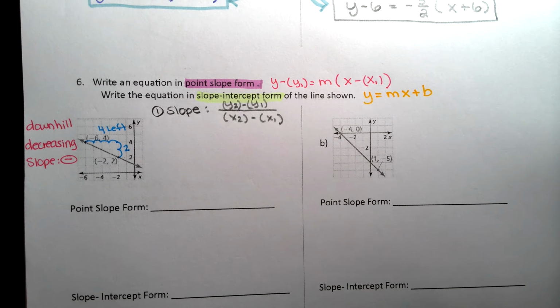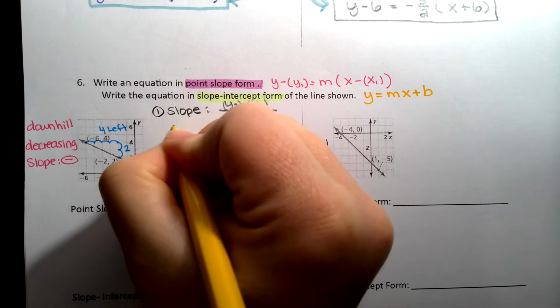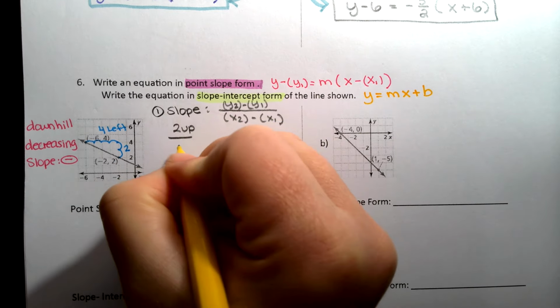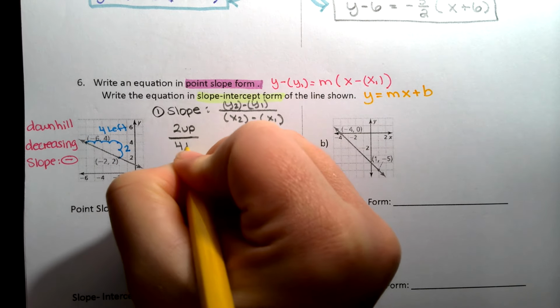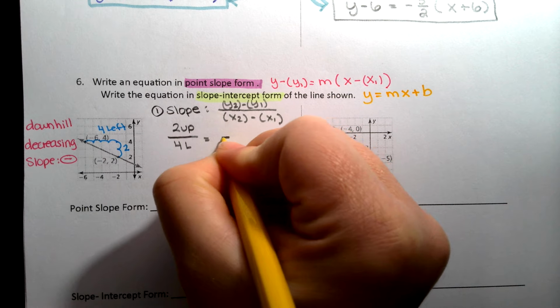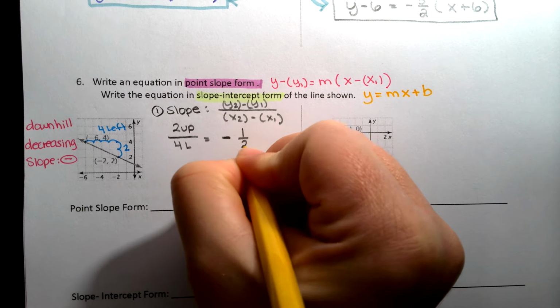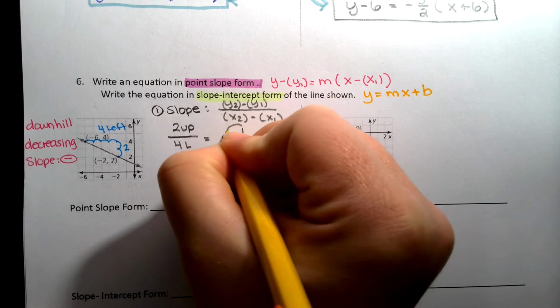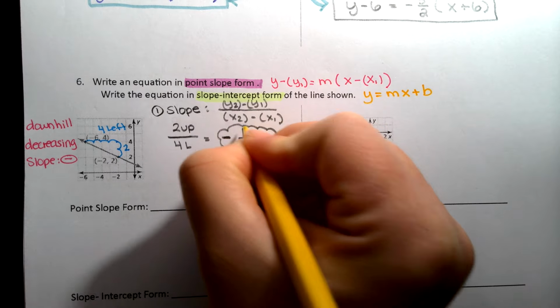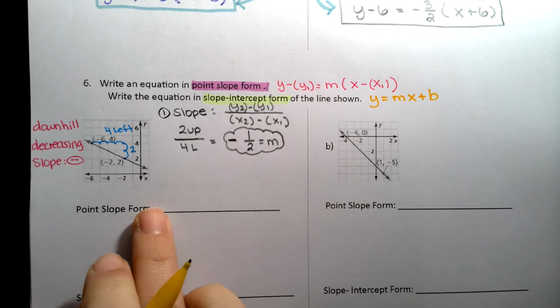I am not going to do that. So I had a 2 up. Always go up first in your numerator. Then I had 4 left, which means I have a negative slope of 1/2. This is going to be our m value. Okay, now that we have our slope, we can go into point slope form.